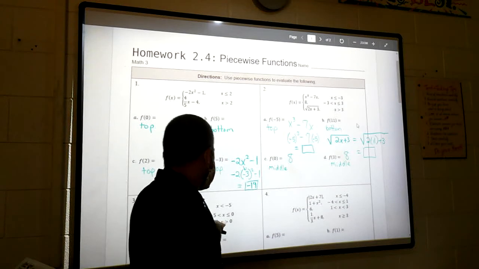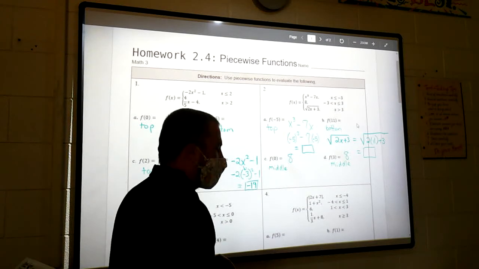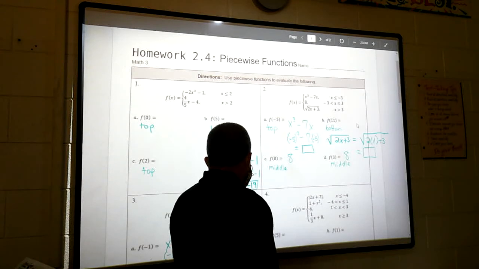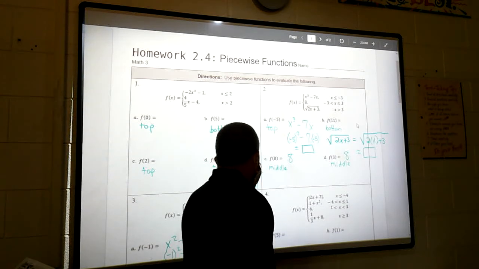F of 4 is greater than 0. 4 is bigger than 0, so I'm going to use the x to the 4th minus 7. And wherever I see x, which is right there, I'm going to plug the number 4 into parentheses. And then I should get my answer.